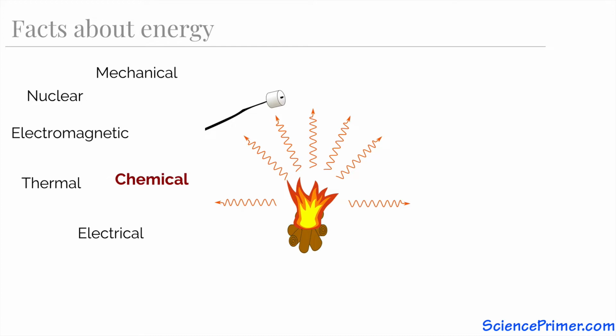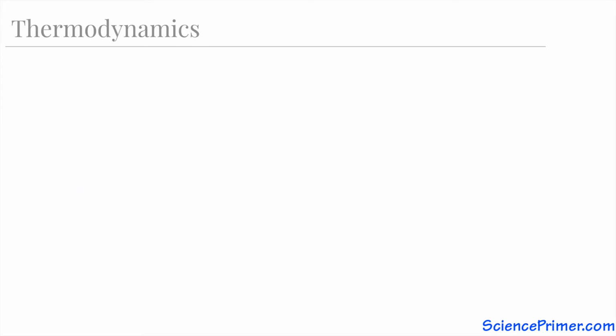When the wood is burned, chemical energy stored in the molecules of the wood gets converted into electromagnetic energy that radiates away from the fire. Some of this energy is then absorbed by the marshmallow as thermal energy, causing the marshmallow's temperature to rise. The laws of thermodynamics arose from the study of these types of energy transformations. The laws provide a formal description of the way in which energy can move and be transformed.